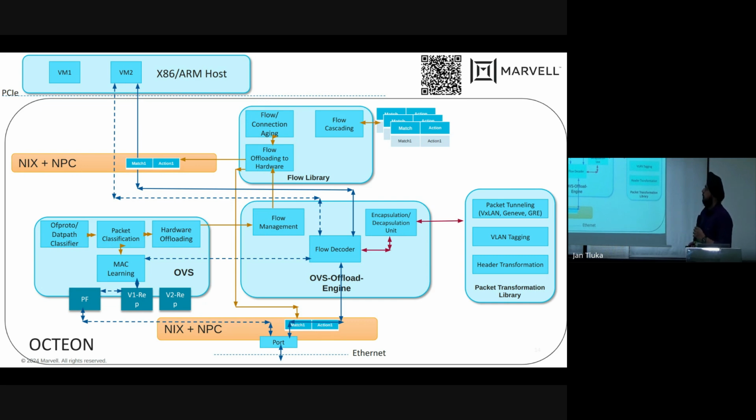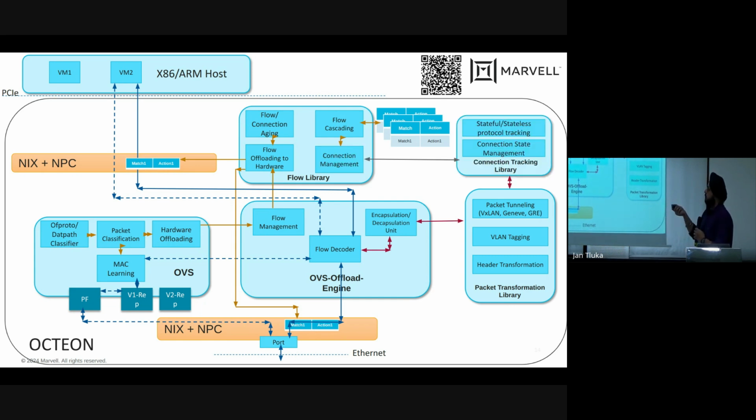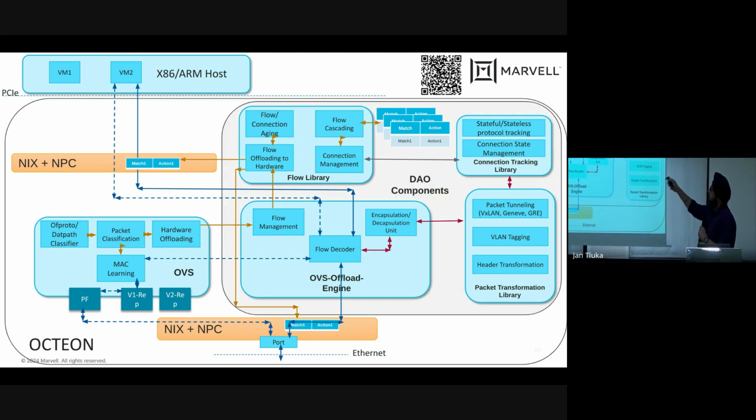The flow library also supports flow cascading, where the output of one action can lead to hierarchical flows, so it can jump from one flow to another. This was a very important requirement for connection management. For that we have implemented a connection tracking library, which takes care of connection state management plus stateful protocol tracking. This also interfaces with the packet transformation library. All these shown on the right side are the DAO components, which is the Data Accelerator Offload.